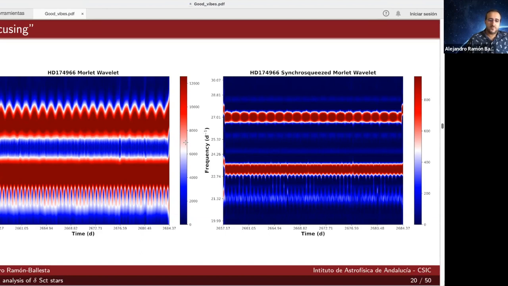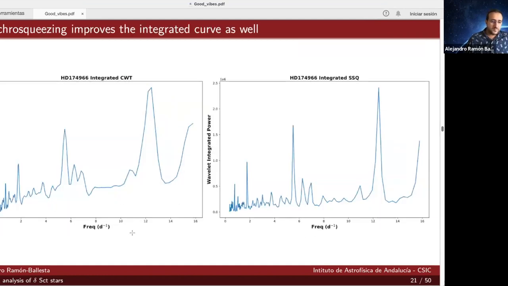One drawback of the synchrosqueezed transform is these kind of ghost lines that are part of the artifacts of the algorithm. If we integrate the synchrosqueezed plot over time, we see that the noise gets reduced and the peaks are narrower and better defined. So this is the analysis we'll be performing with our stars.